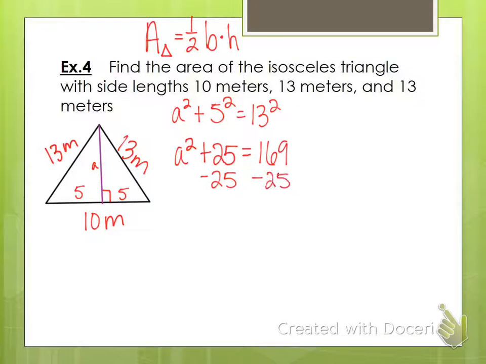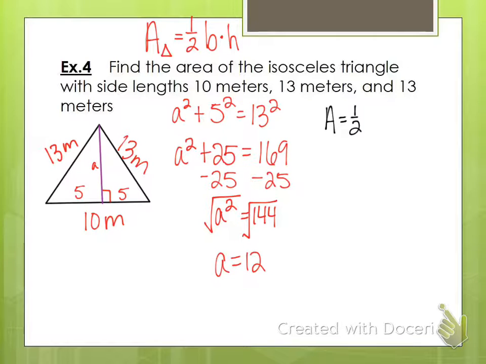To solve, we should subtract. A squared equals 144. Then we would need to simplify the radical. We should take the square root so that there is a radical to simplify. A would equal 12. So A represented the height of my triangle. So now I can go back to my area formula.